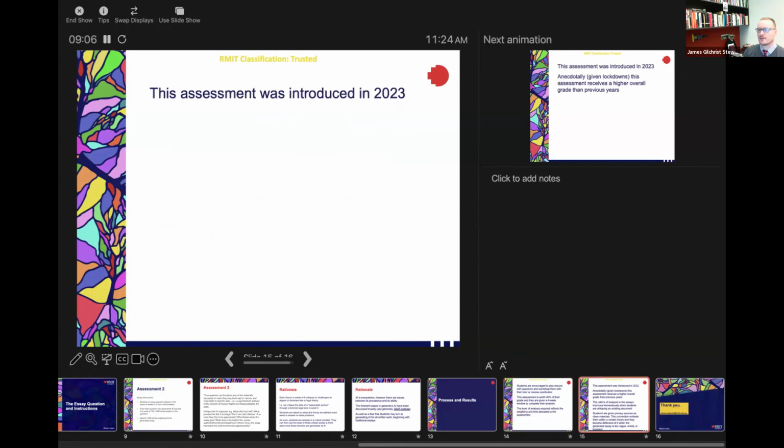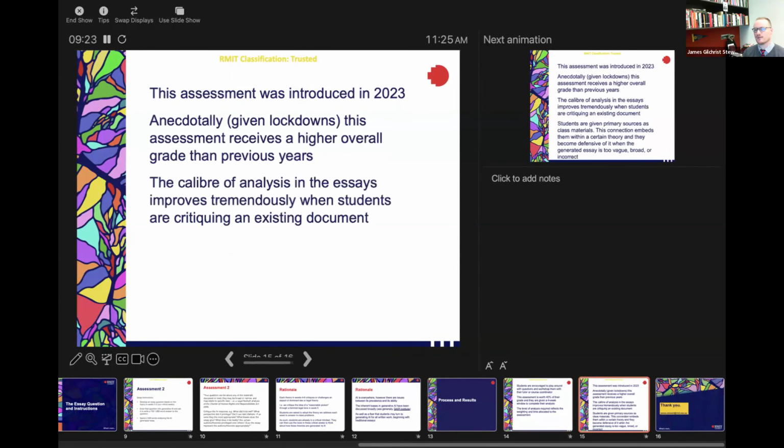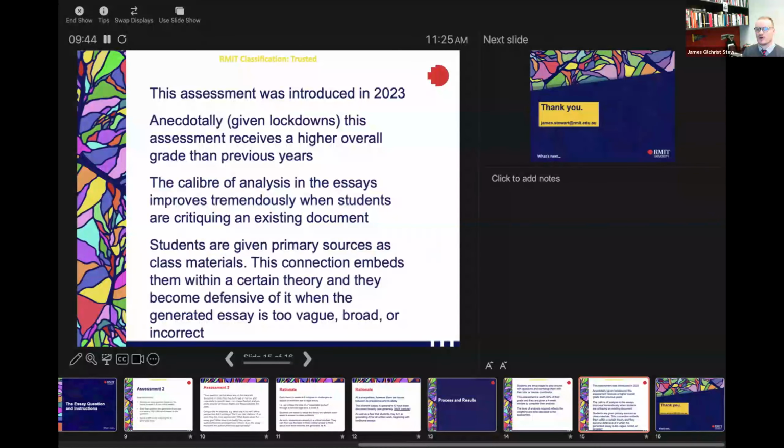The assessment was introduced in 2023, and anecdotally, I took over the course before that, but given lockdowns, it's been a bit hard to judge how it's gone. But as I say, anecdotally, on my grading, these assessments receive higher overall grades. Students are more engaged with the materials. As I say, the caliber of analysis that happens within the essays is tremendously improved. And it's partially because they've got the existing document to critique. So they've got a point of reference to say, okay, is this good or bad, rather than giving them an academic paper written by an academic, which is going to be sort of better reference, more nuanced, that they may spend a lot longer on.